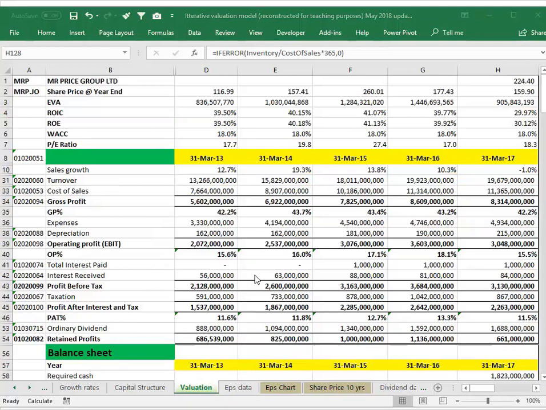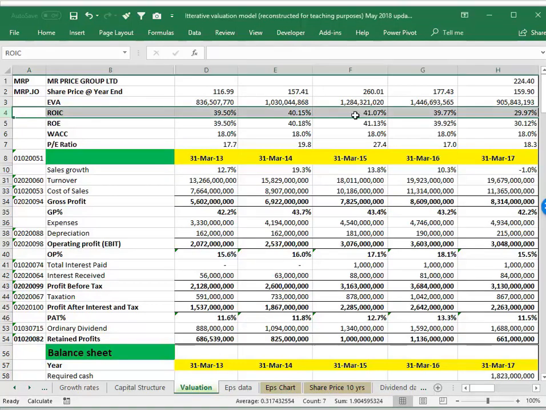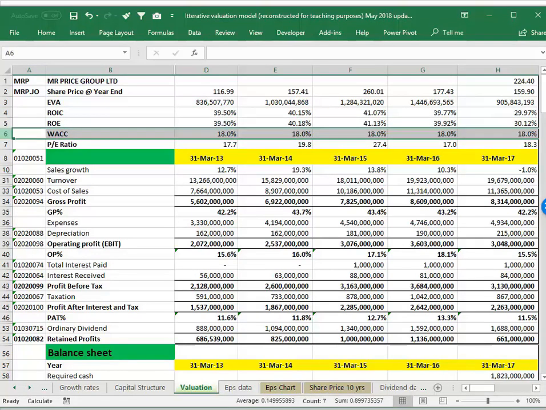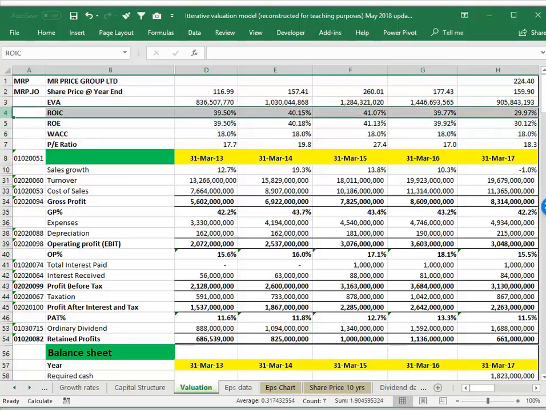Okay, so we're back up here at the top of the spreadsheet looking at the income statement for Mr. Price. And holistically, I would say that Mr. Price is a business that definitely creates value. In other words, it earns returns that are higher than its cost of capital. That's the first measure of value creation. However, the second measure of value creation is to meet shareholders' expectations.